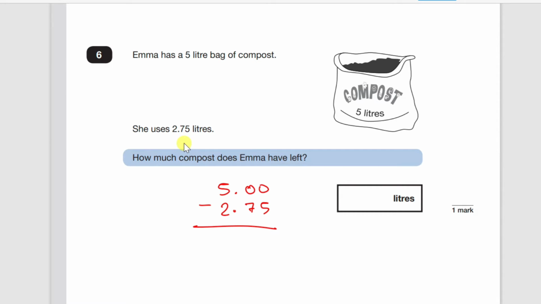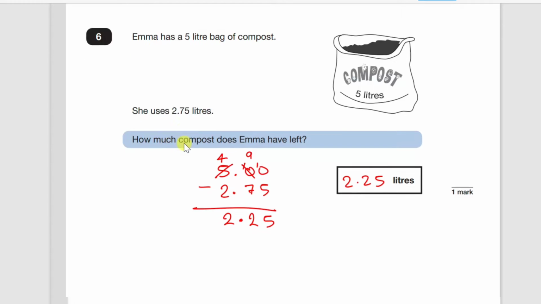Now to subtract this, you always borrow from the top number. So borrow from 5, it becomes a 4. Give it to this guy, it becomes 10. Now cross this out and this becomes 9. And give him the 1 back here. So now we've got 10 take away 5, which is 5. 9 take away 7 is 2. Copy decimal place. 4 take away 2 is 2. So she's left with exactly 2.25 liters of compost.